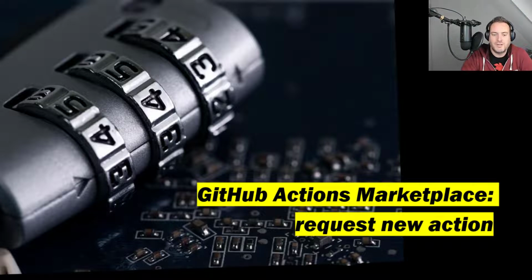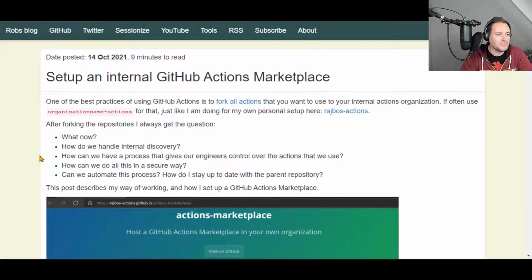Hi, in this video I wanted to show you what we have created for handling action requests being added to the internal GitHub Actions Marketplace. We're trying to follow best practices, and that means forking over all the actions to a specific actions organization. And from that we have set up an internal marketplace where people can go to the marketplace and search for the actions that we have enabled there.